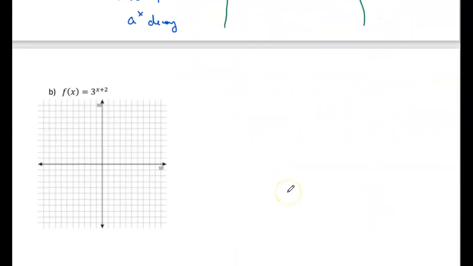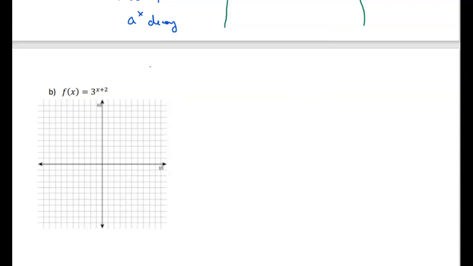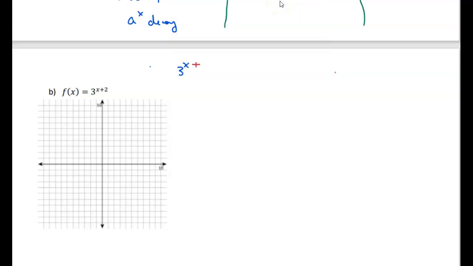All right, so let's look at the next one. So we have 3 to the x plus 2. Okay, so we notice our parent function is 3 to the x, so we can graph that first. And the plus 2, this is a movement of 2 units to the left.